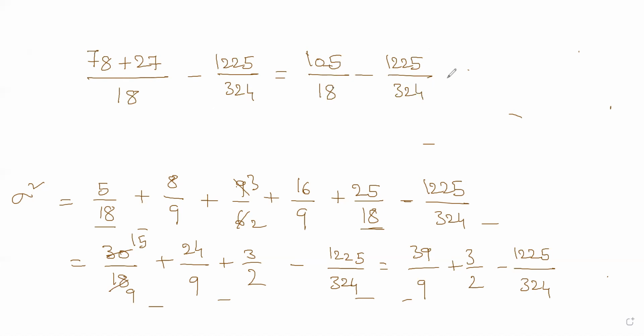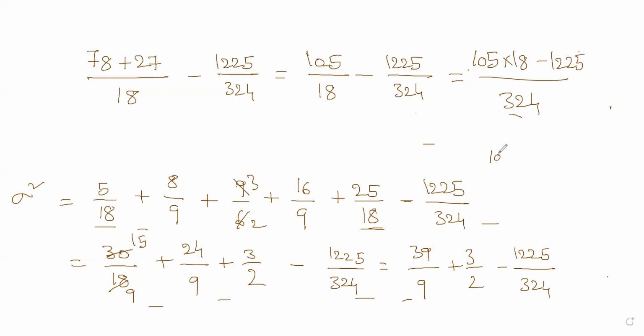Now I think further we can move. Yes, of course, this is 324. That will be the LCM here because 18 square is 324. Okay. Now what you have is 105 into 18, minus 1225, is what you have to do. Can you do this? Yeah. 105 into 18, we can do like this.